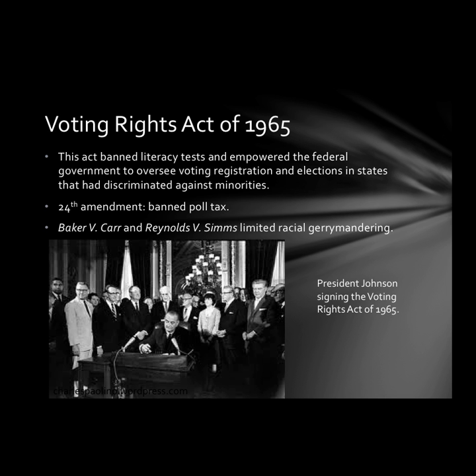The Voting Rights Act of 1965 banned poll tax and literacy tests. It established the 24th Amendment and limited racial gerrymandering because of the court cases Baker v. Carr and Reynolds v. Sims.